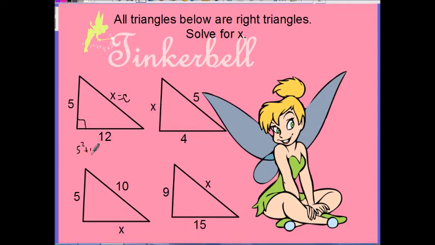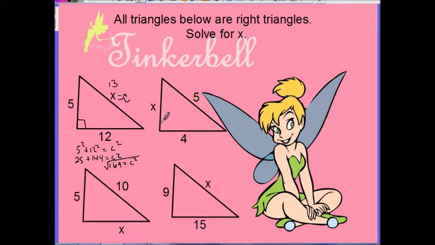So here we go. Let's plug it in. 5 squared plus 12 squared equals c squared. 25 plus 144 equals c squared, which means 169 equals c squared. Get c by itself by square rooting, and our c is 13.